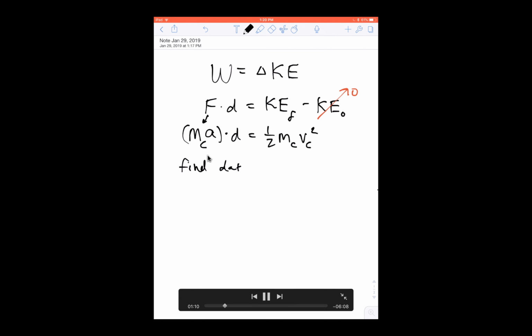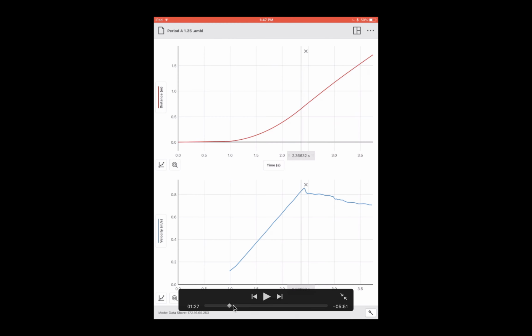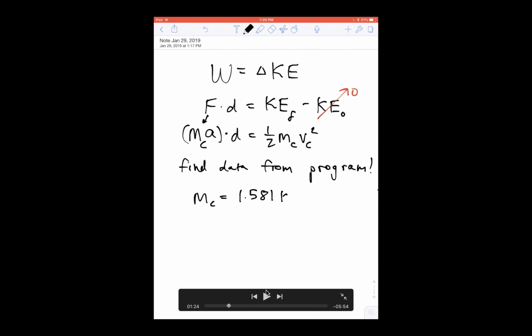So what we'll do is we'll find each of these data. We'll find the acceleration, the distance, and the speed from the program Graphical Analysis, which you should have on your iPad. So I will link on Schoology this set of data. You'll just download it and open it up in the app, which should be pretty straightforward. And the other information that you'll need before we get into what the data looks like is you'll need to know that the mass of the cart is 1.58 kilograms.